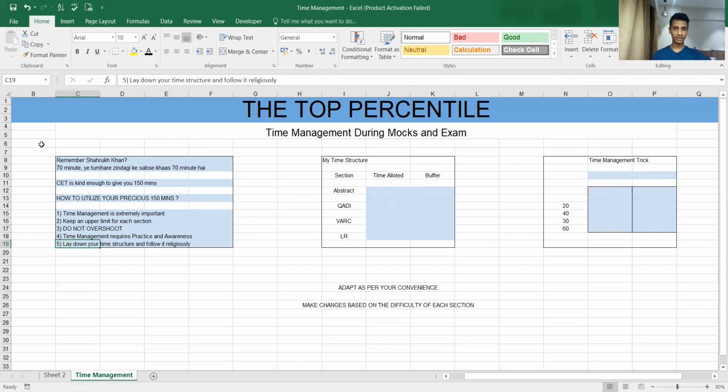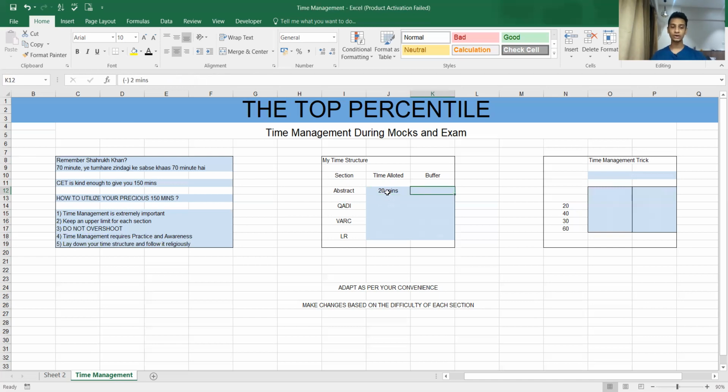So with these steps clear out of the way, I'll move on to my time structure and what sort of time I used to allot during my mocks, and then what sort of buffers I used to keep during the actual paper. So my idea was simple. For abstract, there are 25 questions. I'm going to give 20 minutes and I'm going to solve all those 25 questions in these 20 minutes.